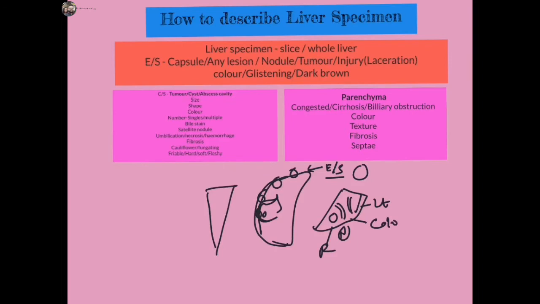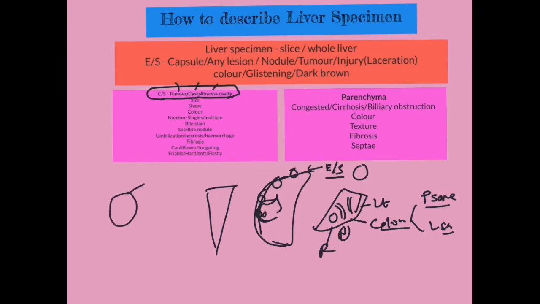Now coming to the color, whether the parenchyma and the lesion are showing the same color or not. If it is of different color, then you should mention this. Now, whether the cut section is showing a tumor, cyst or abscess cavity. I have already discussed in the previous series how to describe a tumor, cyst and abscess cavity.